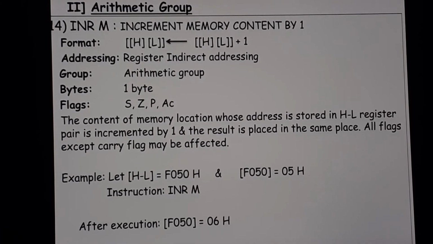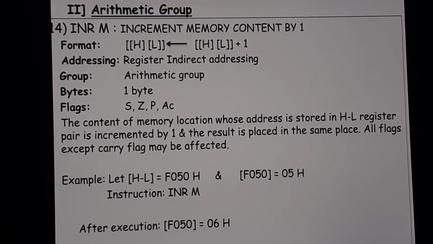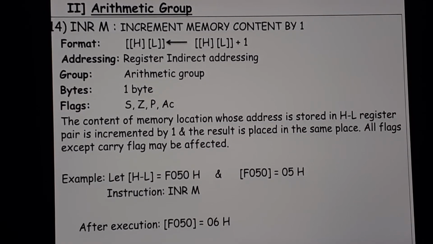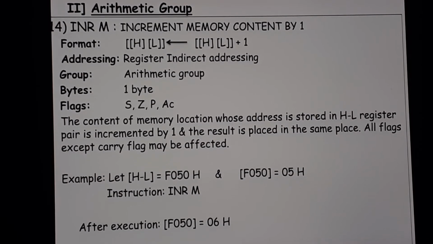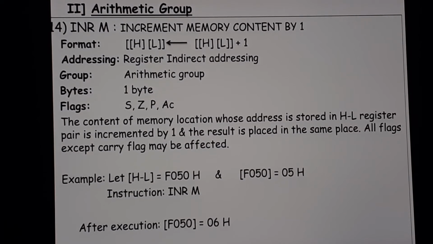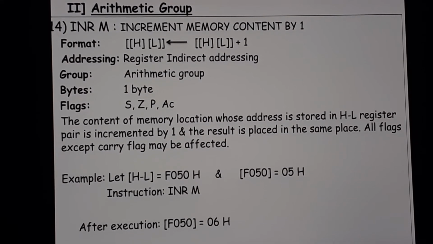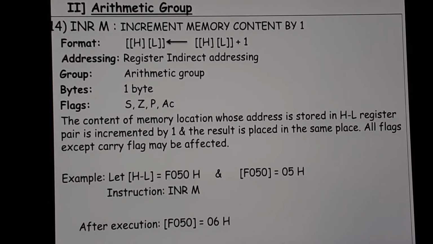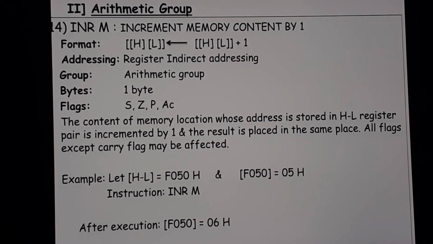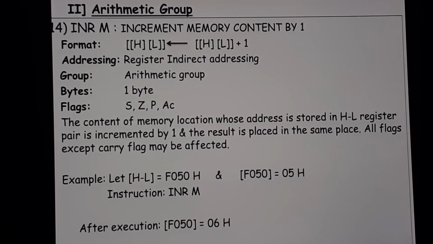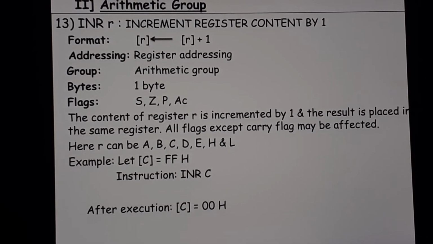So after executing the instruction INR M, the content at the address in the HL pair, that is F050, will be 06. It will get incremented by 1, which is 06. And if you do not consider 8-bit, you only keep it as F050H. Then you will write: after executing the instruction INR M, the HL pair content is F051H. In the previous instruction also, you can write it the same way.